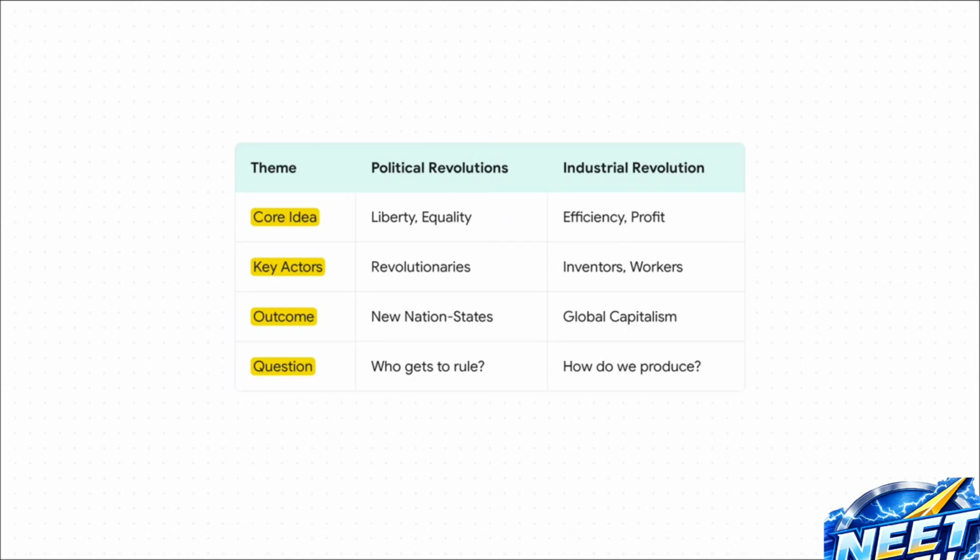On one hand, you have the political revolutions, driven by ideas like liberty and asking the big question, who gets to rule? On the other hand, you have the industrial revolution, driven by efficiency and profit, asking how do we produce things? They had different actors and different goals, but their outcomes, new nations, new classes, a new global economy, were completely tangled up with each other.